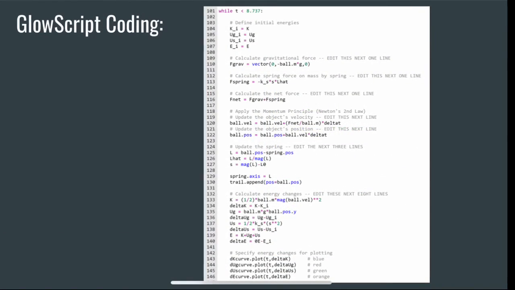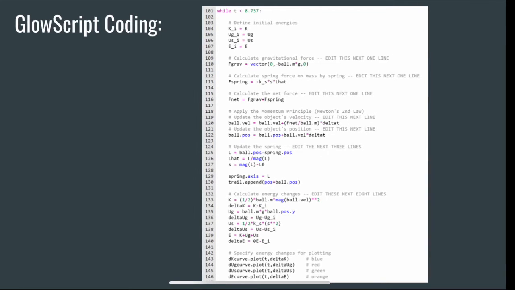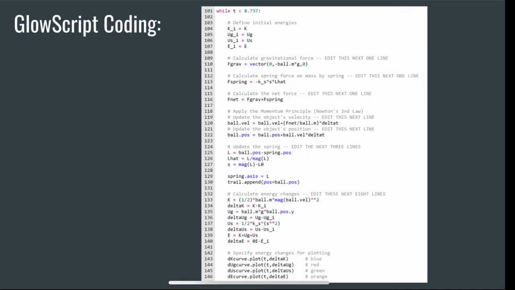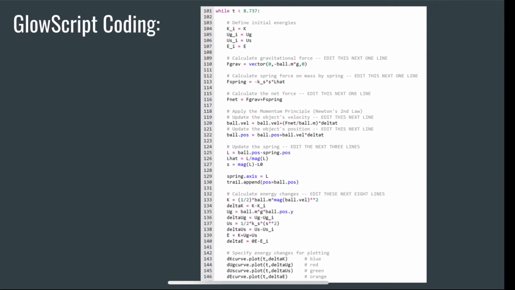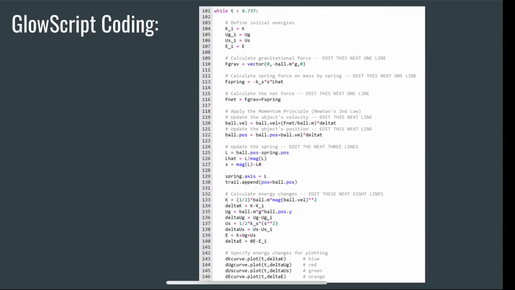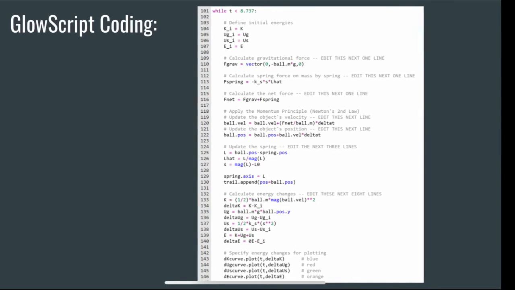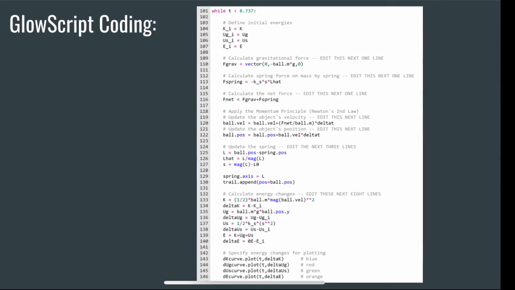The third component is the bulk of the code, which consists of the iterative calculation loop, which determines the position of the mass using Newton's second law. It also updates the mass's position, velocity, and calculates the energy changes. The result of the code finds the predicted motion of the mass while also documenting the energy changes of the system as it oscillates.